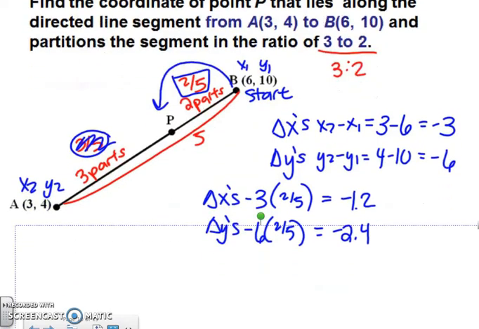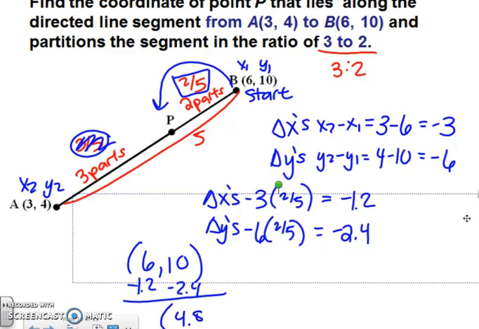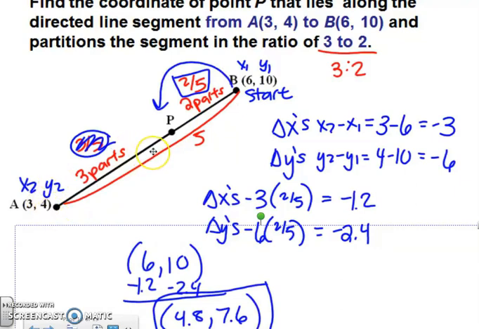So now I'm going to use my point B, which was 6, 10. And I'm going to subtract, in this case, since they're negative, how far I should go. So when I do 6 minus 1.2, I should get 4.8, which is what I got in the other one. And then 10 minus 2.4, I would get 7.6, which is the exact same answer I got in the previous problem. Okay, so moving from A to P should be the exact same as moving from B to P.